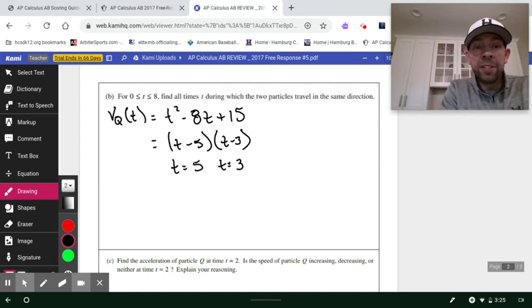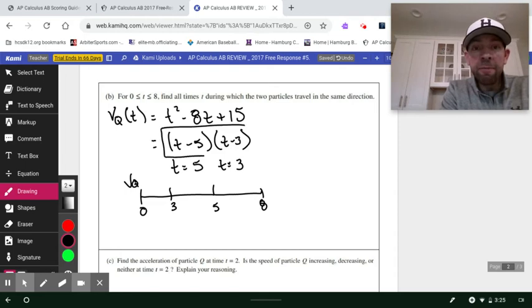We're going to make a really nice sign chart here for Q. We're going from 0 to 3, 3 to 5, 5 to 8. And let's plug in a 1. I like to substitute into the factored version of that polynomial. So I can see, okay, I got a negative multiplied by a negative, which makes a positive. So we know it's traveling to the right. If I substitute a 4, I'm getting a negative and a positive, so the product is negative. And then substituting a 6 is going to give me a positive times a positive, and now we're back traveling to the right. So I'm thinking right, left, right.